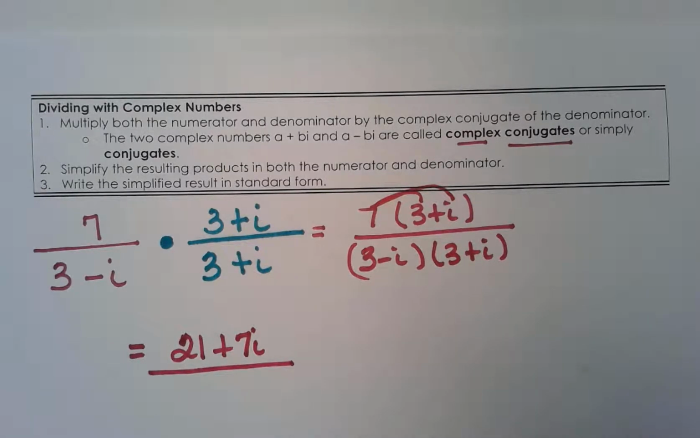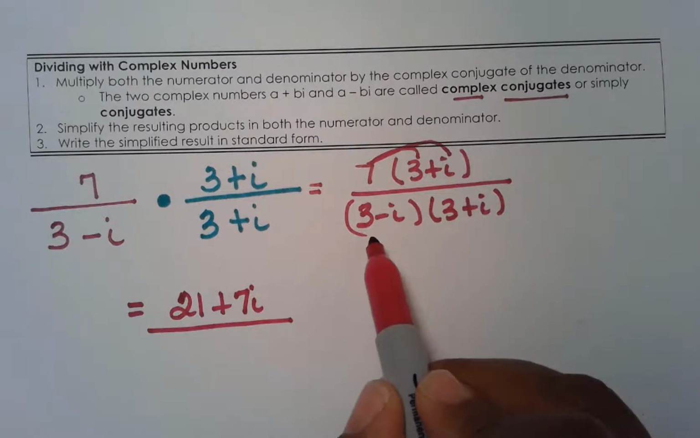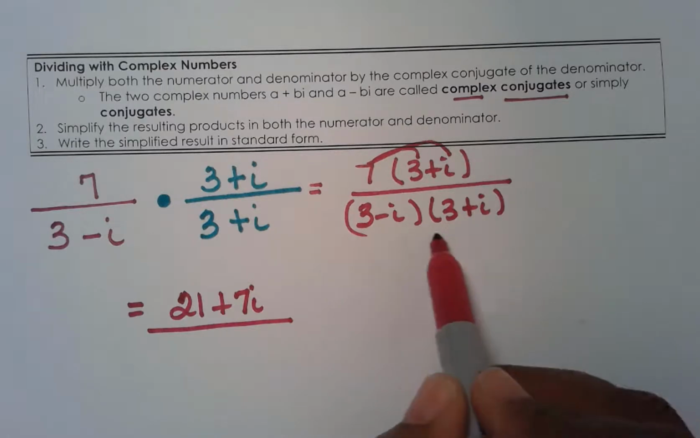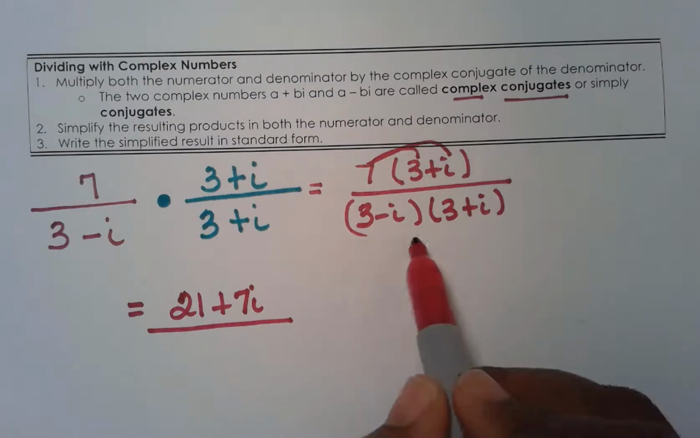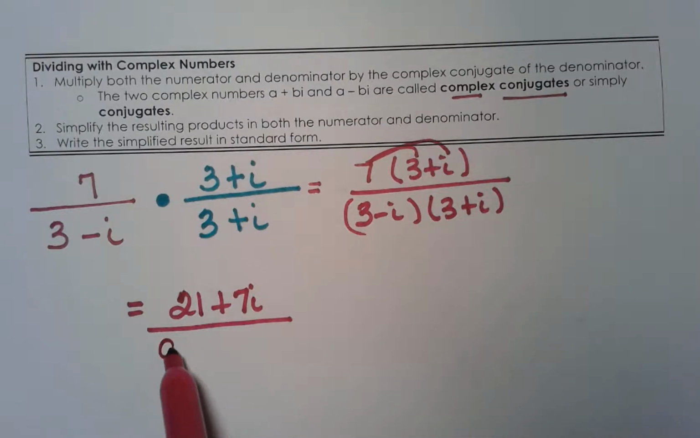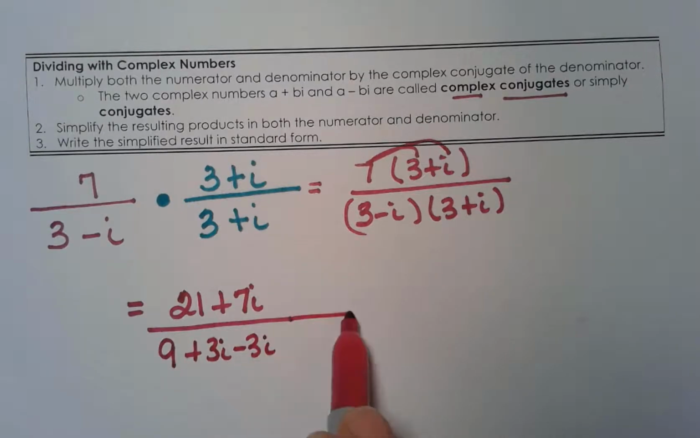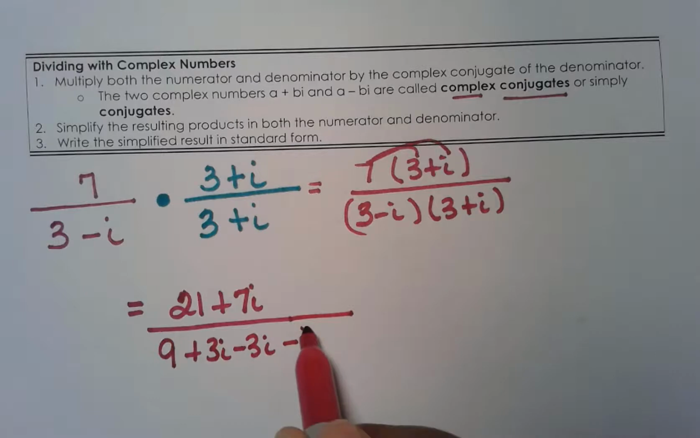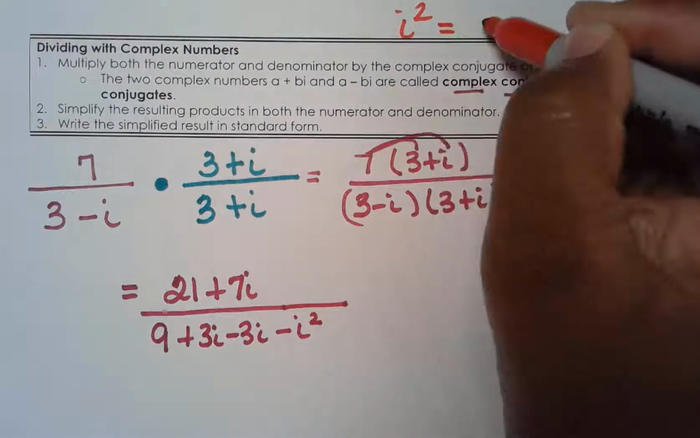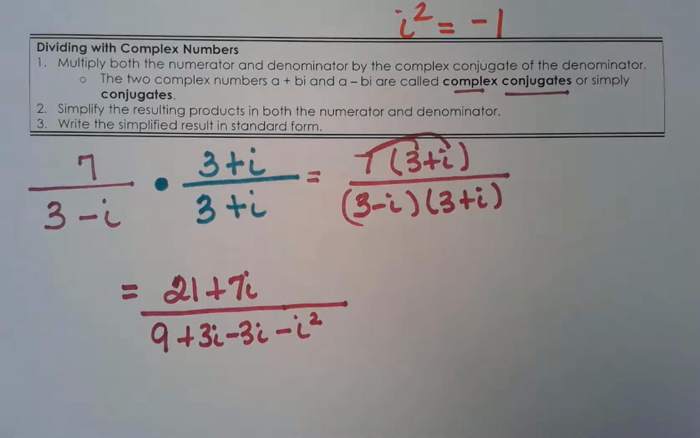Now remember, we're going to do a lot of these, and eventually you notice that they're complex conjugates. They have opposite signs. The first and the last terms are the same. Therefore, the middle terms are going to cancel out. So when we FOIL, we have 9 plus 3i, then minus 3i, minus i squared. And don't forget that i squared is equal to -1. Don't forget that concept.